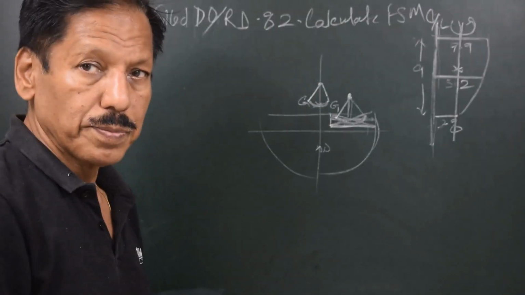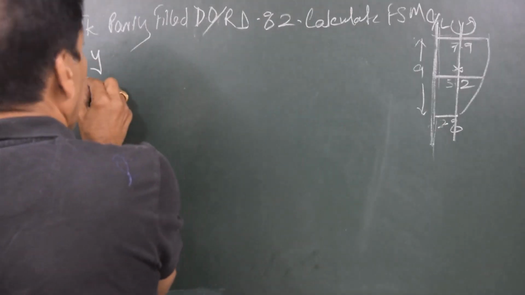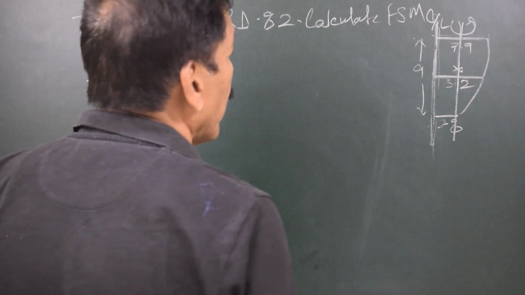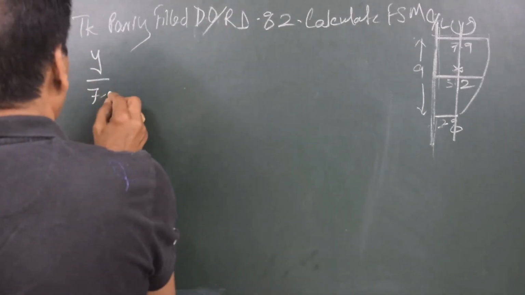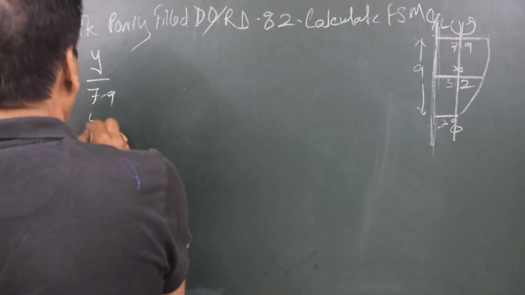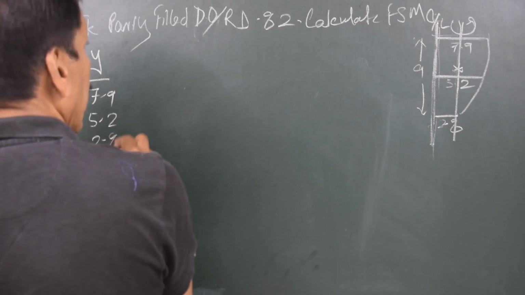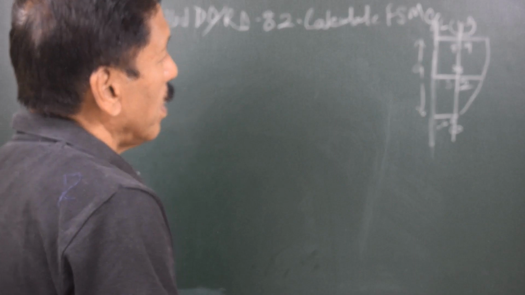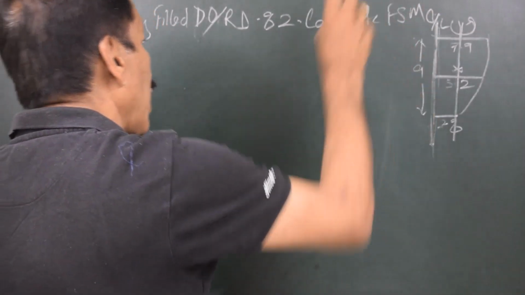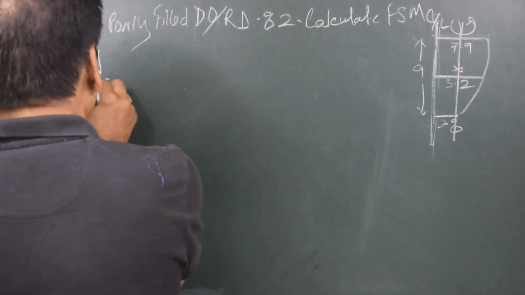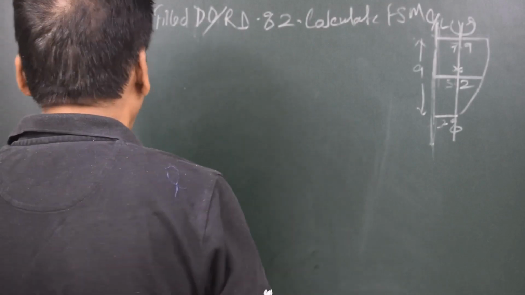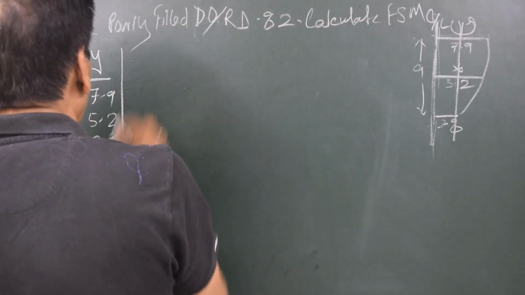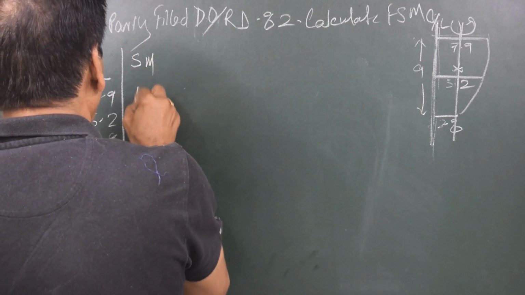Let's do this question. So in the first column I'll write down the ordinates y, and that is 7.9, 5.2 and 2.8. Now this tank is 9 meters in length. This is the 4.5 dimension, 9 meters. That means the value of h is 4.5. Now Simpson's multiplier will be 1 4 1.